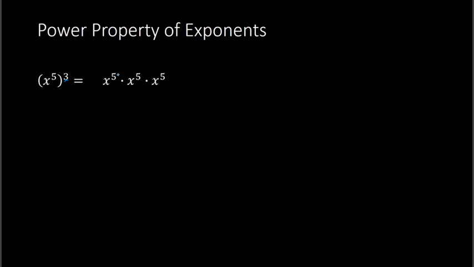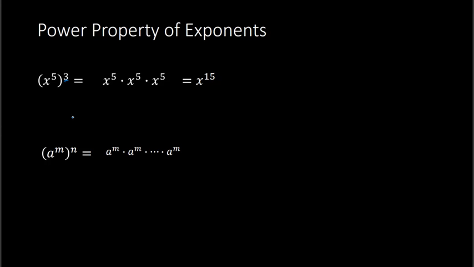So with multiplication, we know that we add the exponents. So we'd add 5 plus 5 plus 5 to get x to the 15th power. So notice where the 15 came from. We took the 5 times the 3, and that would give me 15. So the rule in general, if I have anything, so a to the m power, raised to the n power, we simply multiply the exponents.